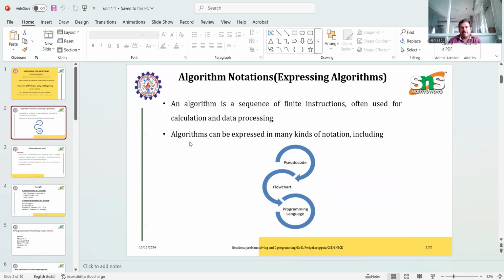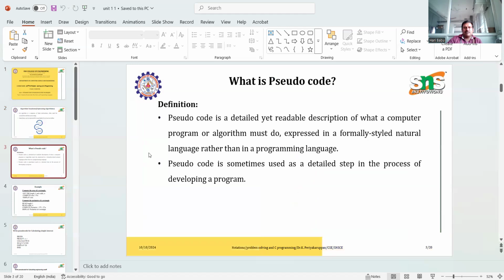An algorithm can be expressed in many kinds of notation, including, as mentioned in this diagram, pseudocode, flowchart, and programming languages. First of all, we write about the pseudocode, next about flowchart, and last about programming language. This is the technique we have been following from the past sequences. Let me see, what is pseudocode?